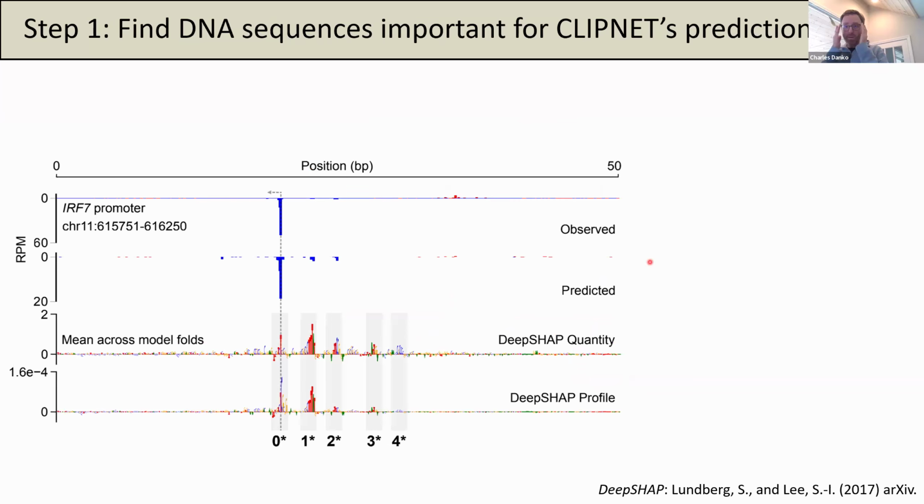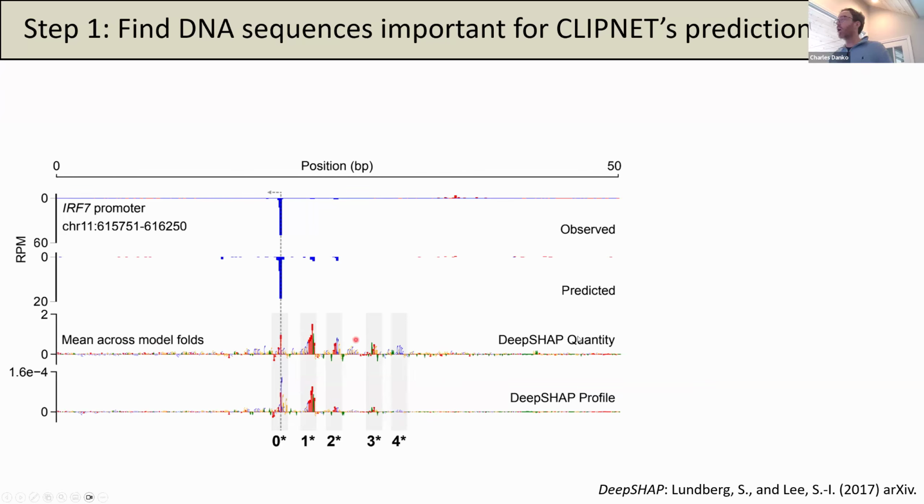And then the most important part of all of this is that once the model is trained and we've validated that it can do a reasonable job of predicting out-of-sample initiation patterns, we can ask the model what it thinks are the most important DNA sequence positions that influence the pattern that it gives.